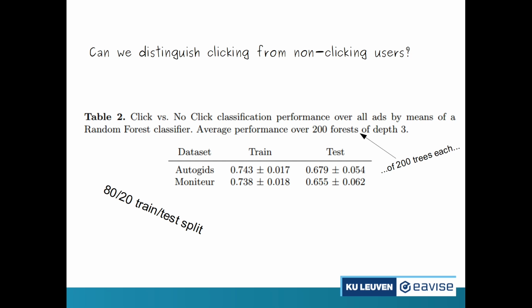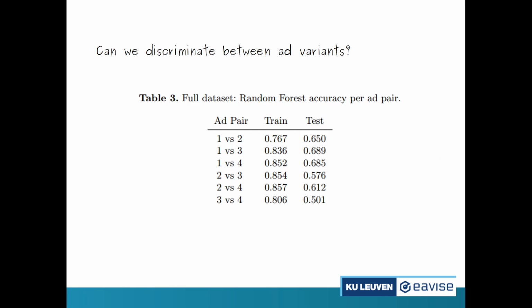The data consisted of all positive training samples, each time randomly completed with as many negative samples. As you can see from these results, discriminating clicking from non-clicking users is a lot better than baseline at around 66% average, but also far from perfect.